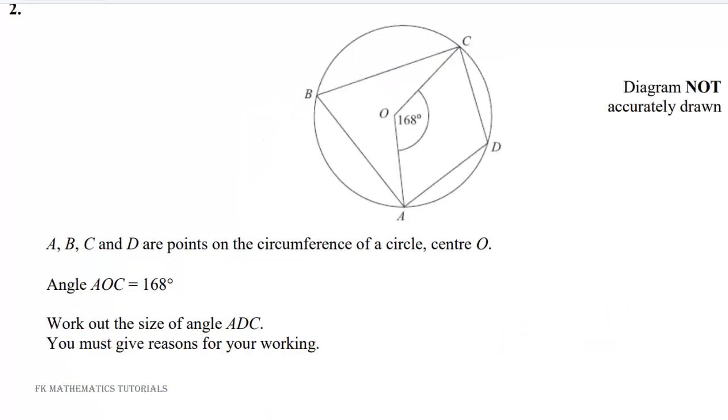Question 2. A, B, C, and D are points on the circumference of a circle, center O. Angle AOC is equal to 168 degrees. Work out the size of angle ADC. This is angle ADC. This angle ADC is equal to half of this reflex angle here, which is angle AOC.